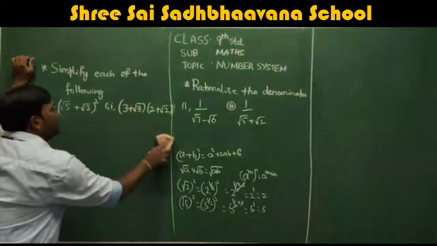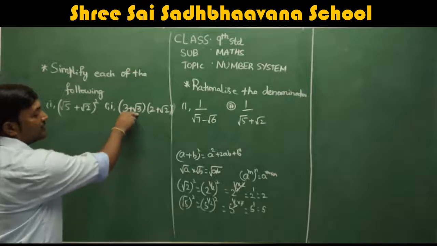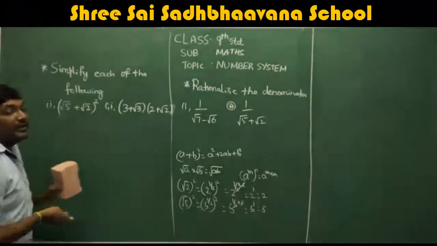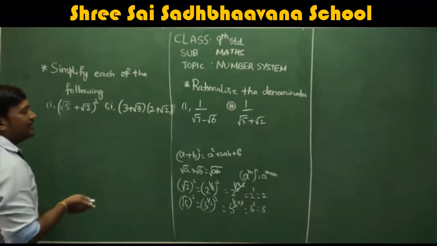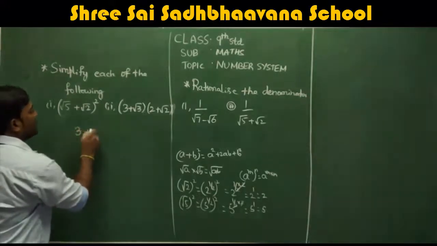The next one: we cannot apply any identities over there, because this is a different irrational number and that is also a different irrational number. So there is no other method here. You have to do term by term multiplication.